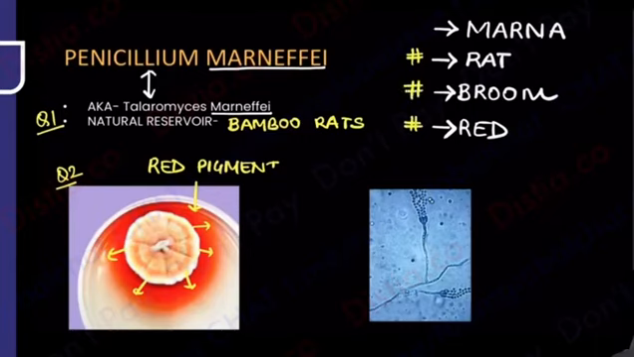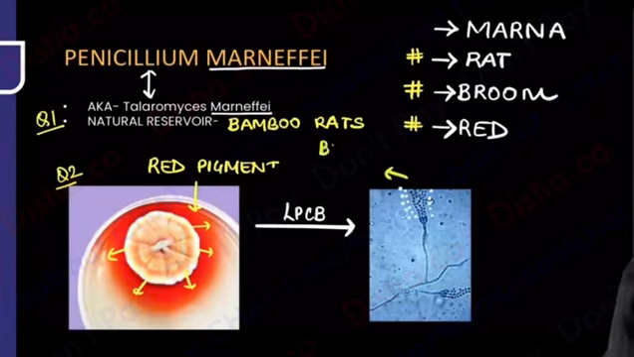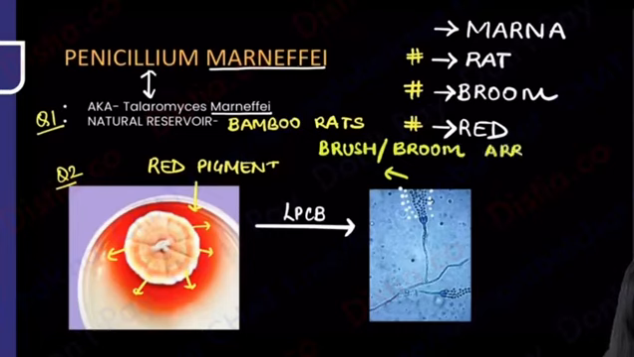But where is that jhadu or broom coming from? So when I did this very famous lactophenol cotton blue testing from the culture, can you all visualize that these small conidia are arranged in the form of a brush? So please remember, there is a brush or a broom arrangement of conidia morphology that you are going to visualize. I hope that is okay with everyone.